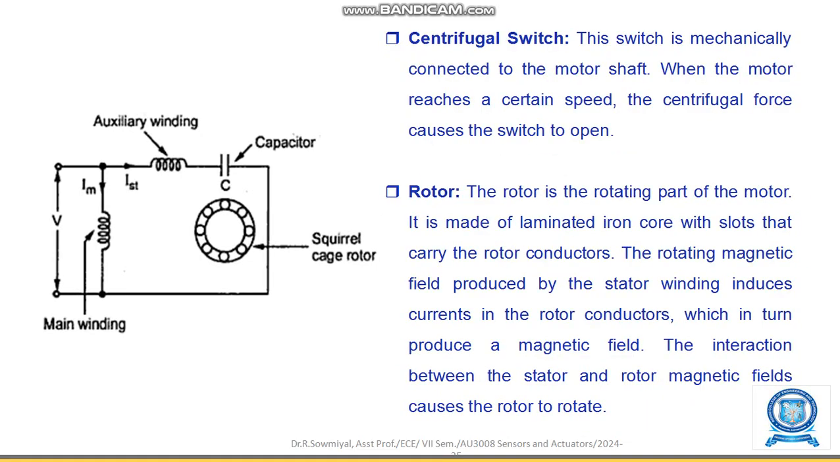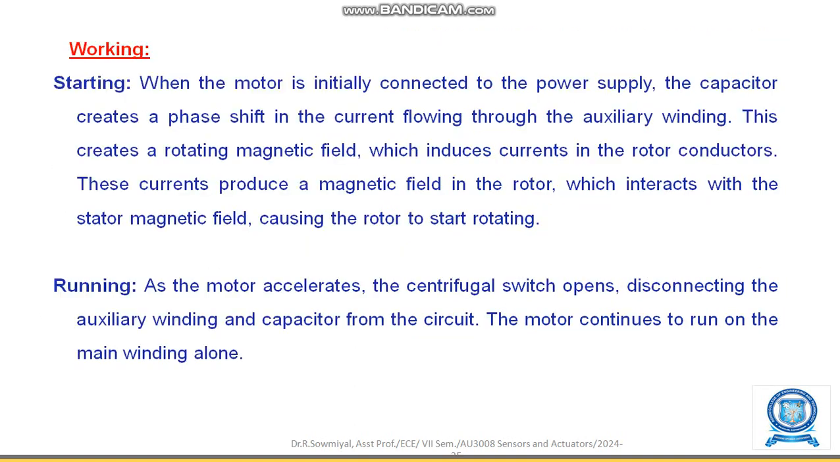Centrifugal switch. This switch is mechanically connected to the motor shaft. When the motor reaches a certain speed, the centrifugal force causes the switch to open. Rotor. The rotor is a rotating part of the motor. It is made of laminated iron core with slots that carry the rotor conductors. The rotating magnetic field produced by the stator winding induces current in the rotor conductors, which in turn produce the magnetic field. The interaction between the stator and rotor magnetic field causes the rotor to rotate.